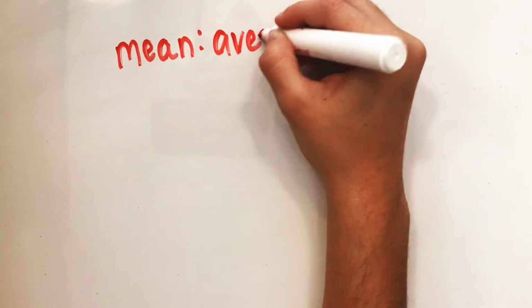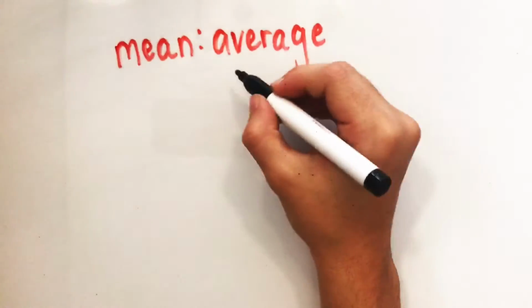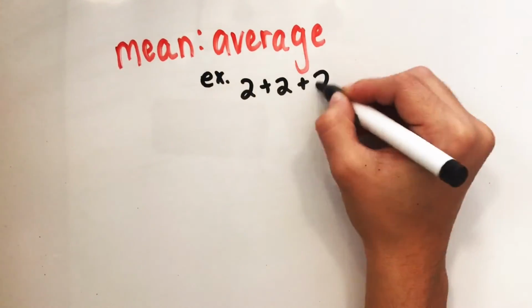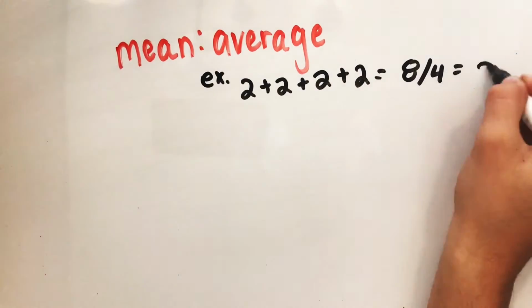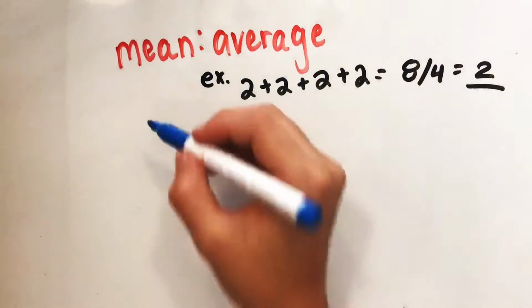Continuing with statistics in psychology, we have the mean. The mean is the average of a distribution. Add up all the scores and then divide by the number of scores.